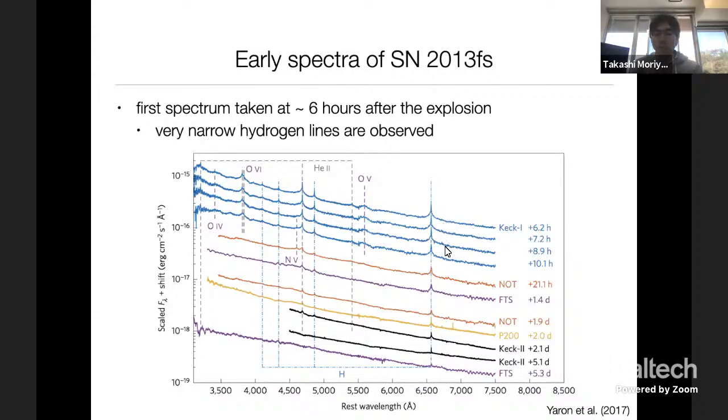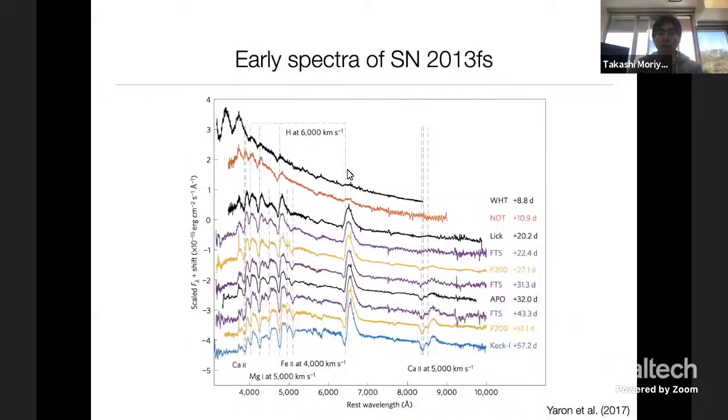So these are the spectra they took, this is 6 hours after the explosion, 7, 9, 10. What was amazing is we saw this very narrow line at the beginning, which disappeared as time goes, and then after a while it became a normal type 2P supernova spectra.